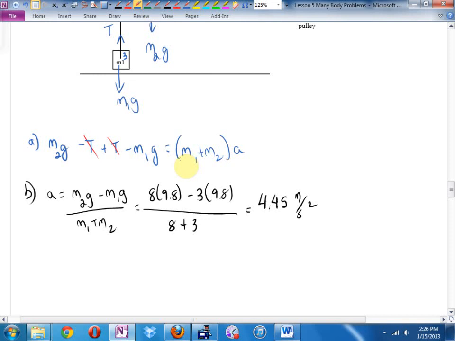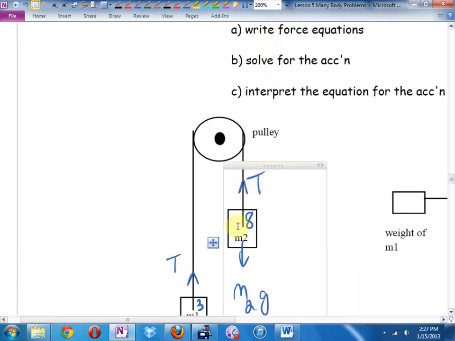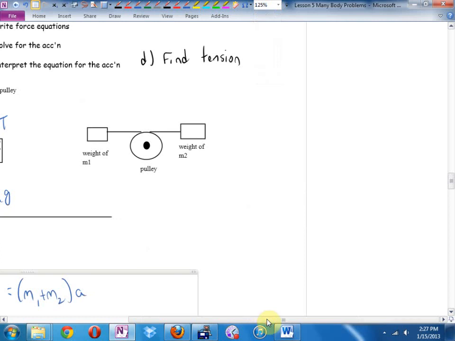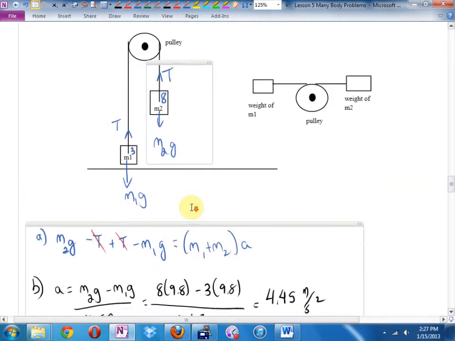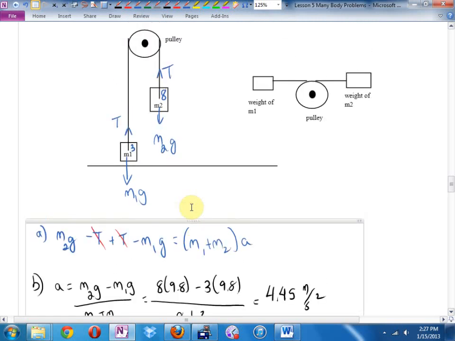So C, we did. What does D ask us to find? What did D ask us to find? Tension. I can feel it in the room right now. Find the tension. To find the tension, look at one mass. Which mass? Now here's your hint. The easiest mass is going to be the one in which the tension is the winner. So look at your diagram. In which one is tension the winner?